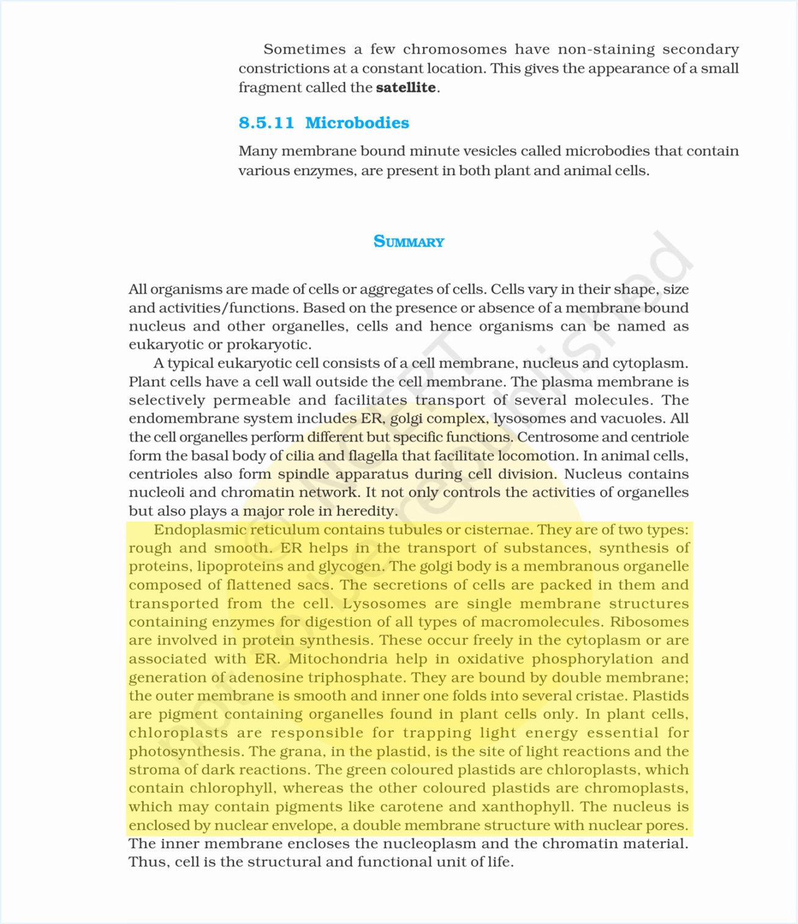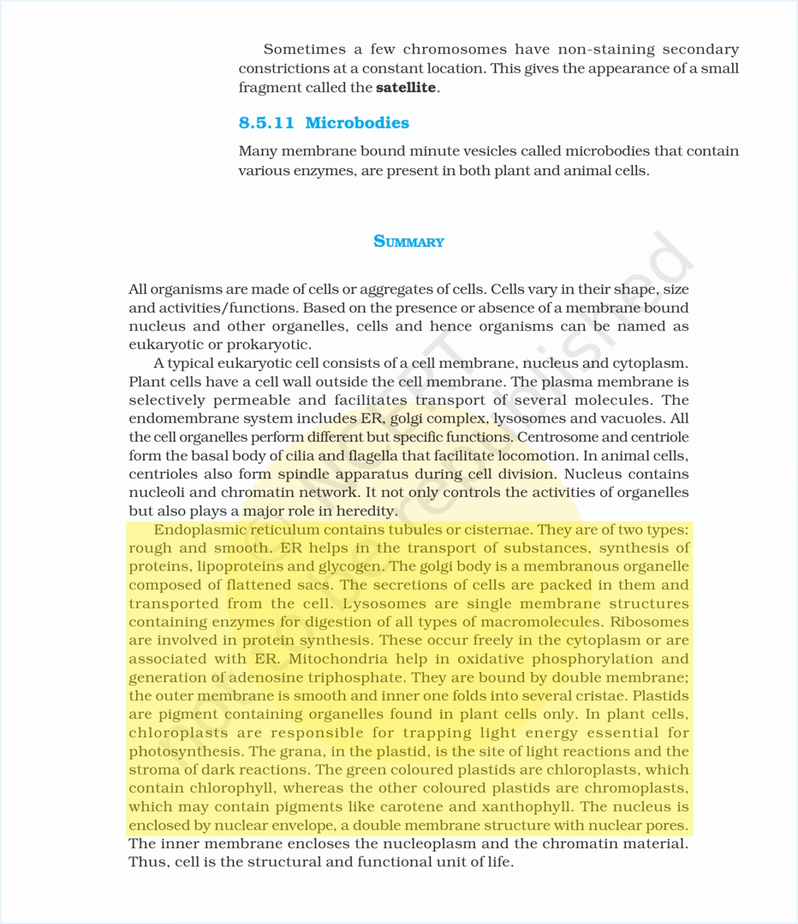Endoplasmic reticulum contains tubules or cisternae. They are of two types, rough and smooth. They help in the transport of substances and the synthesis of proteins, lipoproteins, and glycogen. The Golgi body is a membranous organelle composed of flattened sacs. The secretions of cells are packed in them and transported from the cell. Lysosomes are single membrane structures containing enzymes for digestion of all types of macromolecules. Ribosomes are involved in protein synthesis. These occur freely in the cytoplasm or are associated with the endoplasmic reticulum.